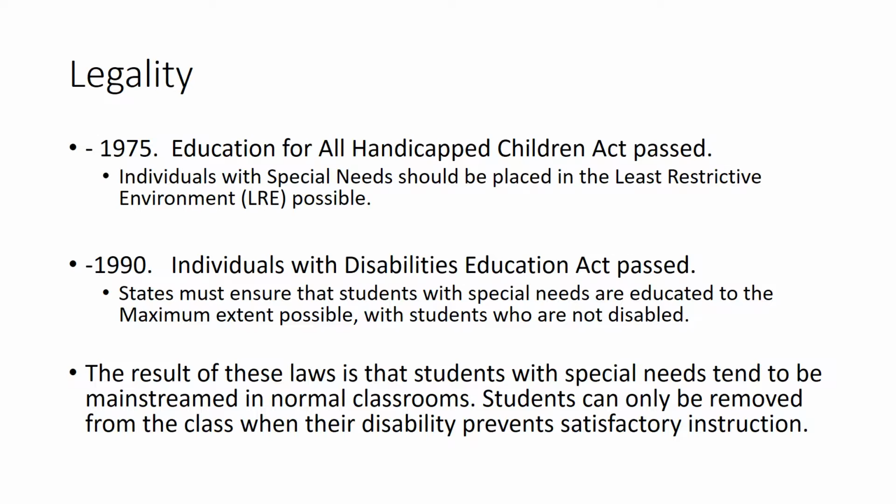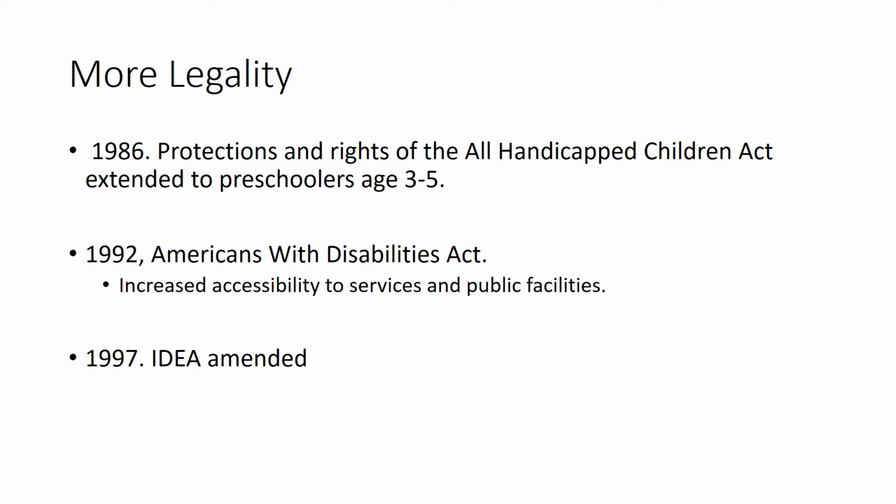The result of these three laws is that students with special needs tend to be mainstreamed in normal classrooms. Students can only be removed from the class when their disability prevents satisfactory instruction. More legality. In 1986, protections and rights of the All Handicapped Children Act were extended to preschoolers 3 to 5.